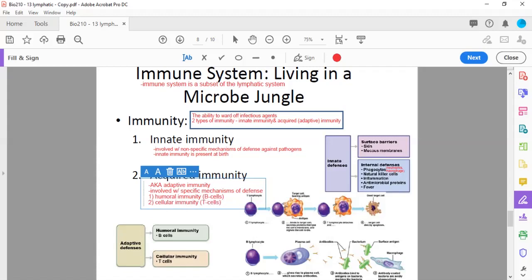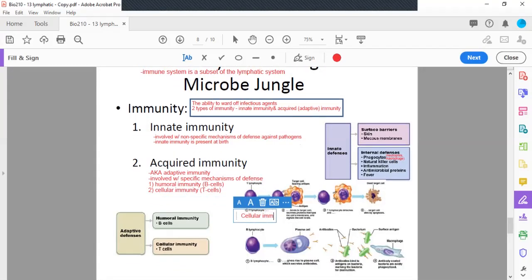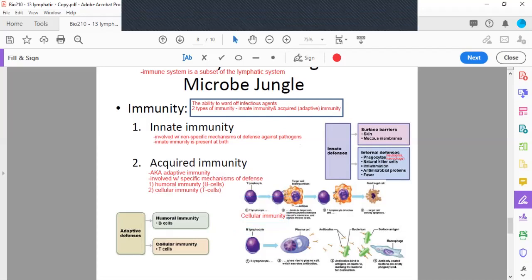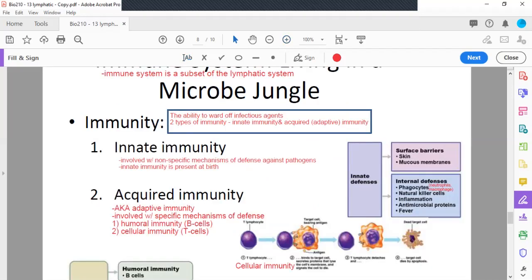All right, so let's examine the humoral immunity in this case. When you look at the image on the right bottom, the top one is going to be known as cellular immunity. And in the cellular immunity, you can see the T lymphocytes. So let's examine the T lymphocytes. Let me just zoom in for you guys to see it because it's crucial that you see it.